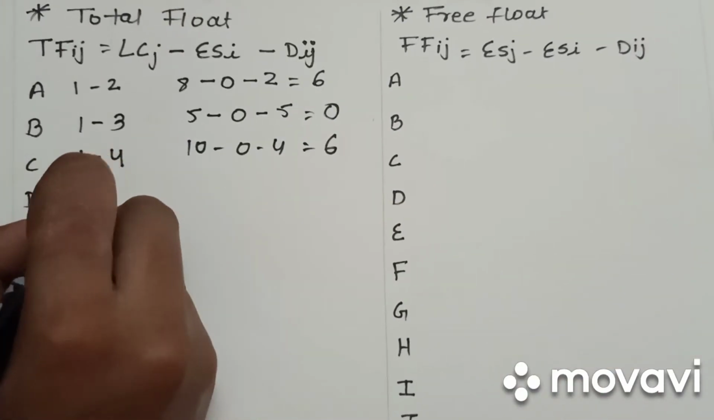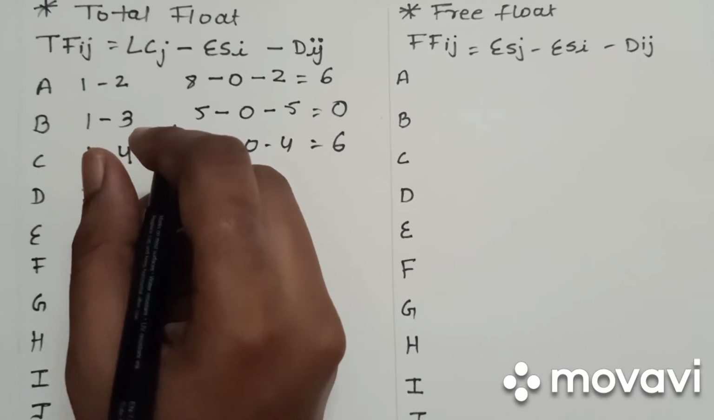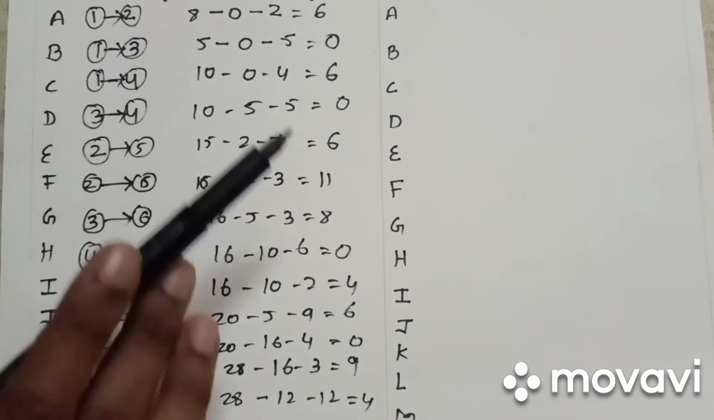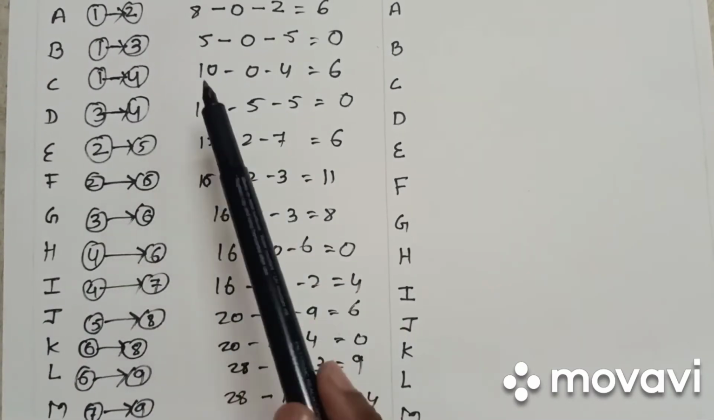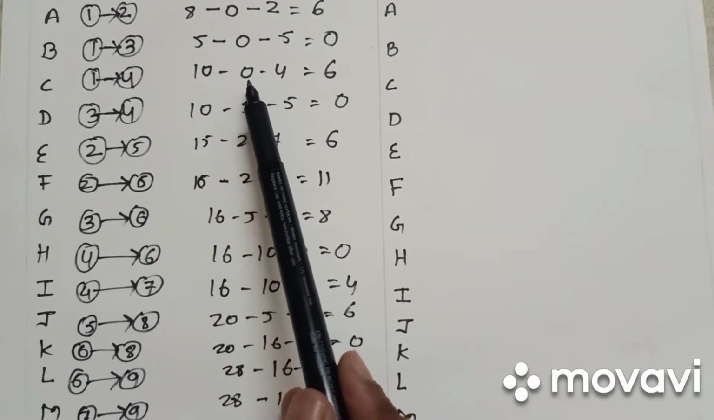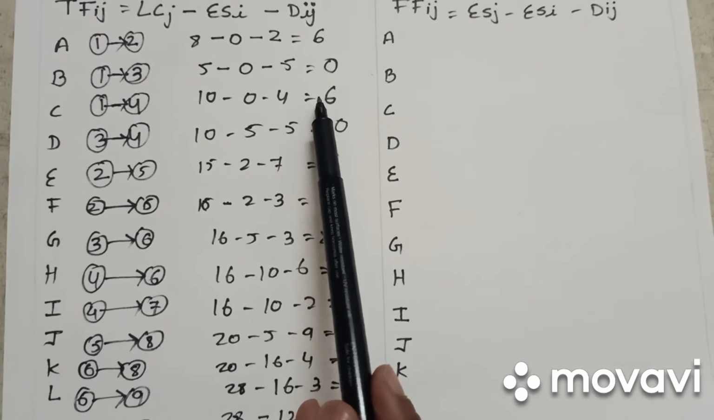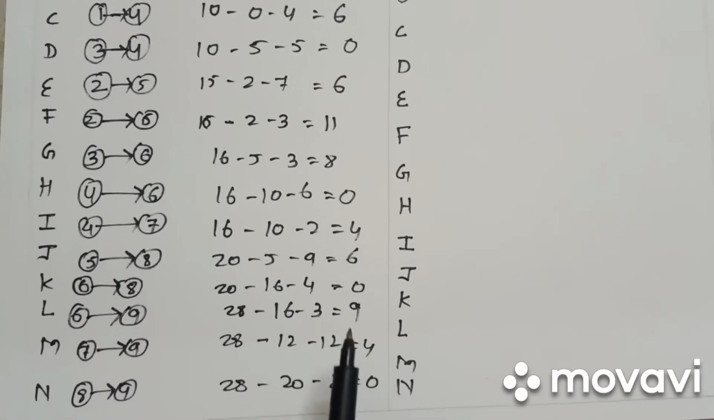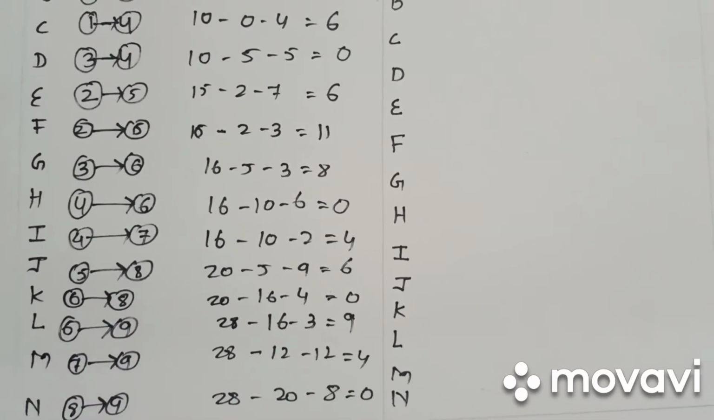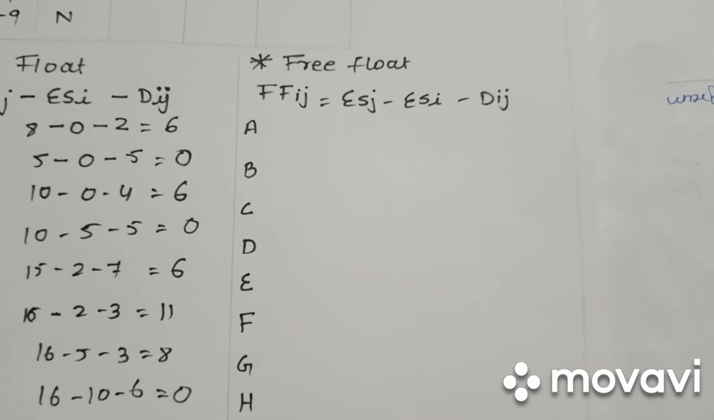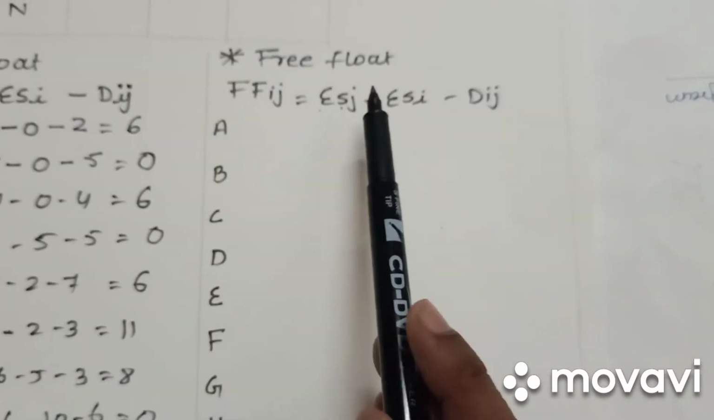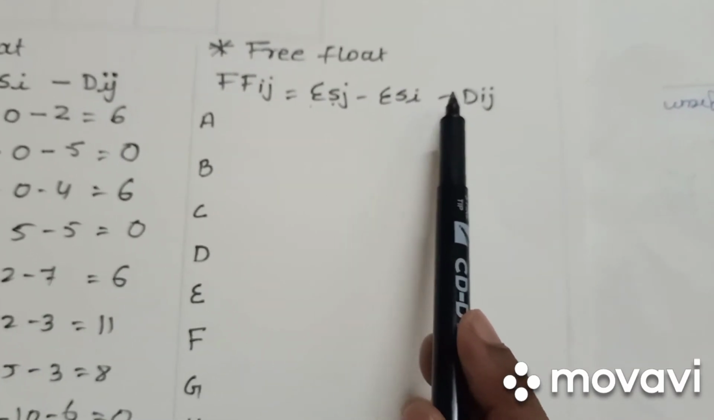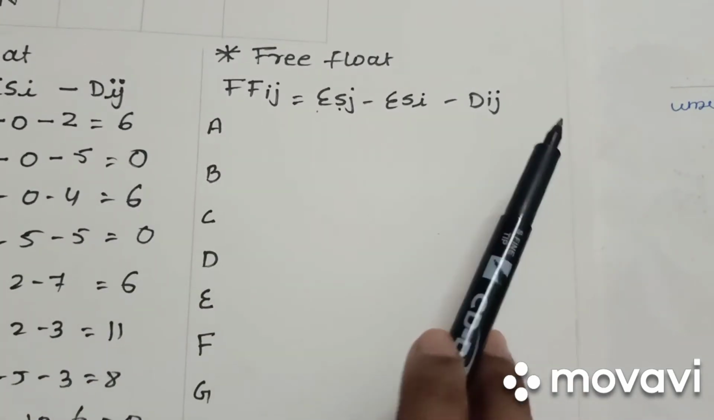for D, so this is the calculation of total float for activities. Here, latest completion time minus earliest starting time minus duration. So the total float is this for each and every activity. Now we will calculate the free float. So how to calculate the free float? The formula for free float is earliest starting time of the ending activity minus earliest starting time minus duration. So this is the formula for free float.